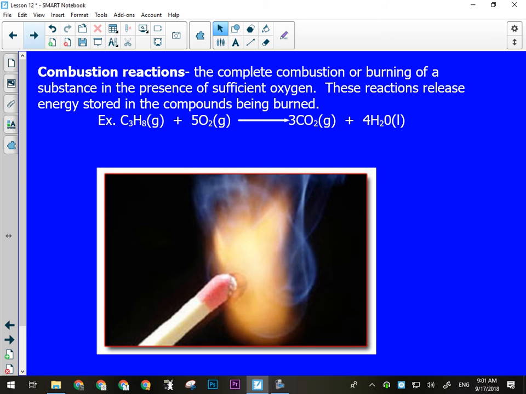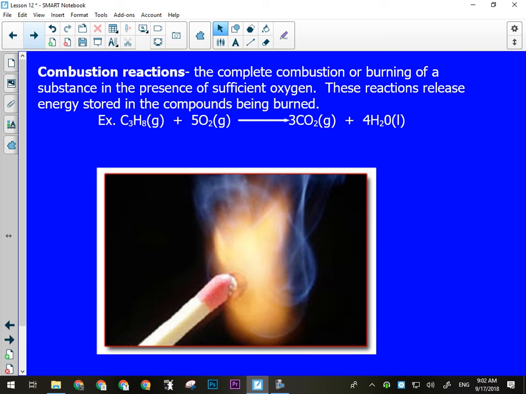All right, combustion reactions are probably the trickiest of all. In a combustion reaction, you have the complete burning of a fuel of some kind in the presence of oxygen. It always forms the same products. The products of any combustion reaction are always carbon dioxide and water.